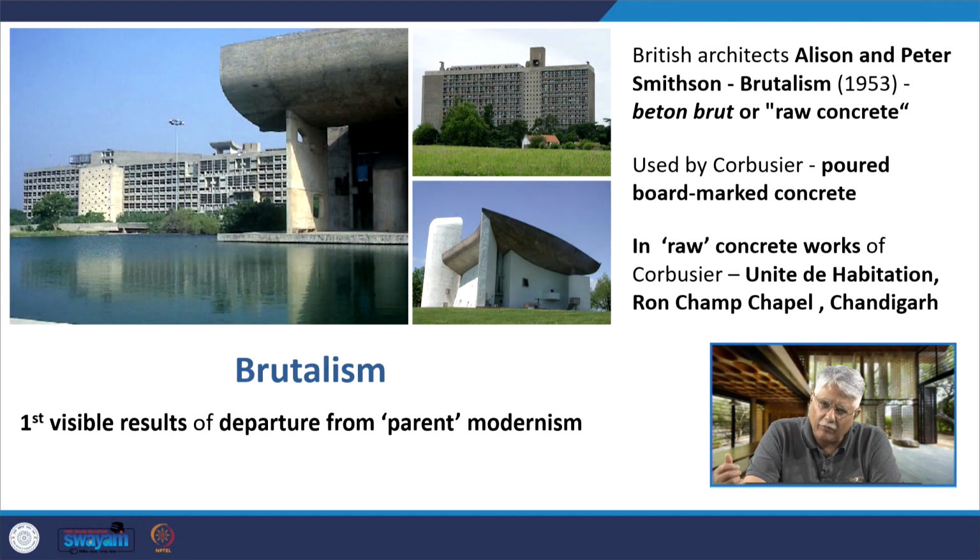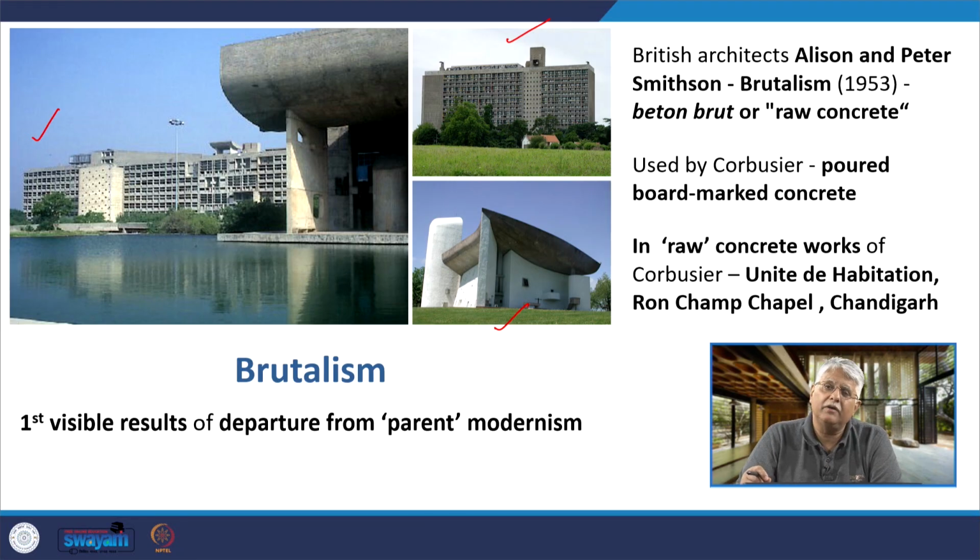In Brutalism, I have already touched upon it when I was talking to you about Corbusier's work. He used it extensively in France and he used it in the design of Chandigarh, the capital complex in India. So here for example you see the Secretariat building, Unity Habitation, the Ronchamp Chapel, where the works were brutalist. The word brutalism was coined by British architects Alison and Peter Smithson, and it came from the term béton brut in French, which means raw concrete, and Corbusier used it as poured board-marked concrete in Unity Habitation, and then it carried on into many other projects.